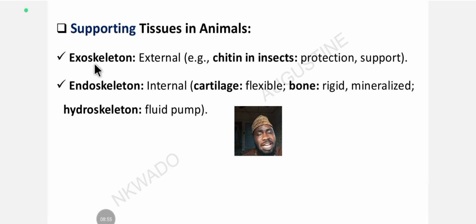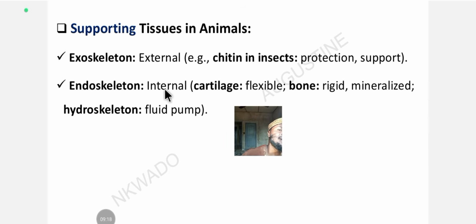All right. The next, the second one, is the endoskeleton. An endoskeleton is an internal skeleton, unlike the exoskeleton that is outside, that is outer coverage. This one is inside. It makes up the frame of the body, the framework of the body. It is further divided into hydroskeleton. Hydroskeleton is under endoskeleton.